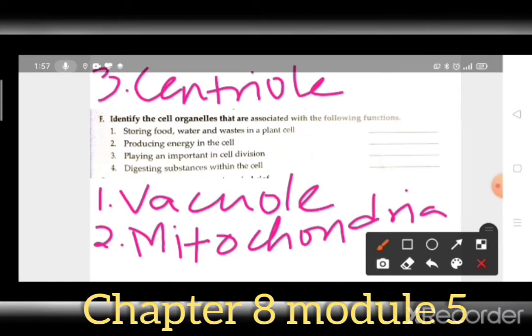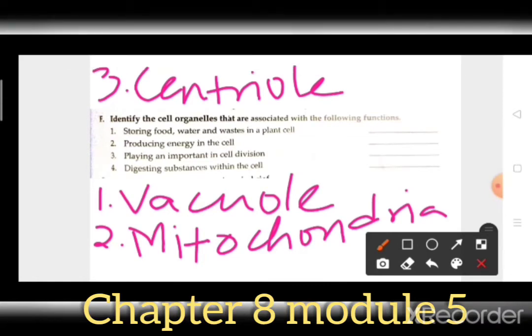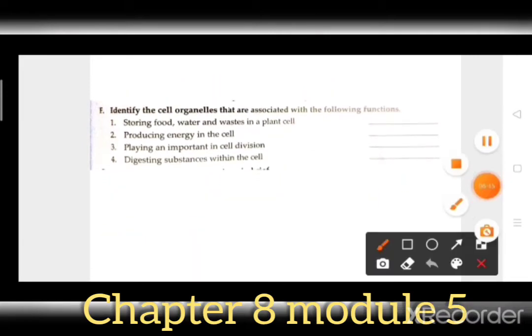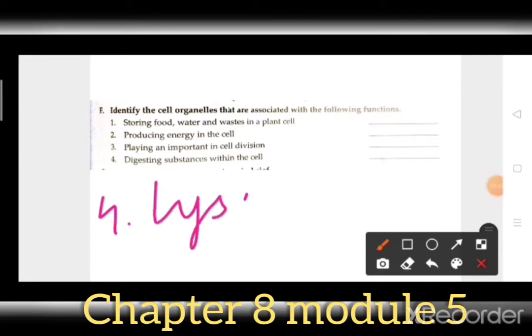Next is digesting substances within the cell. So this one will be lysosome, because lysosome is also known as suicidal bag and it digests the worn out cells and cell organelles when they are not in work.